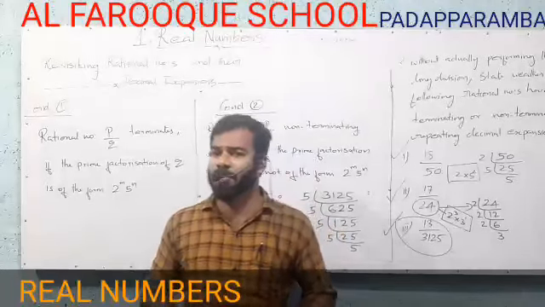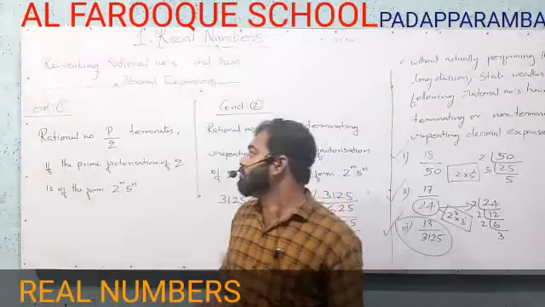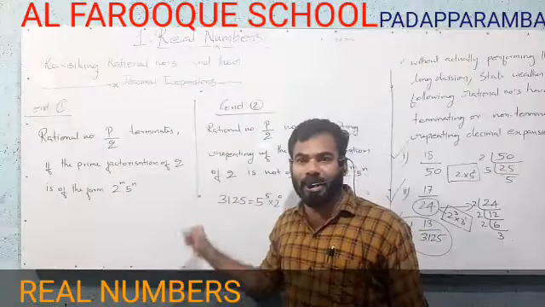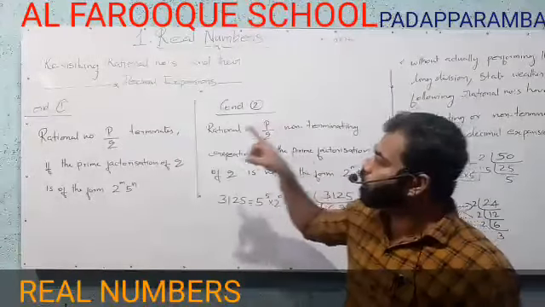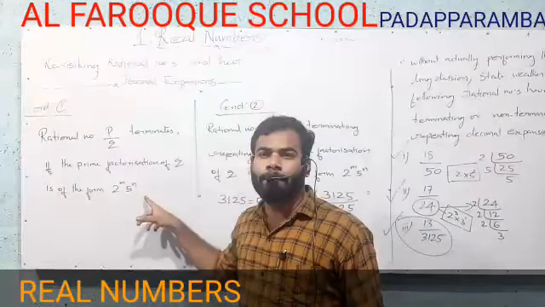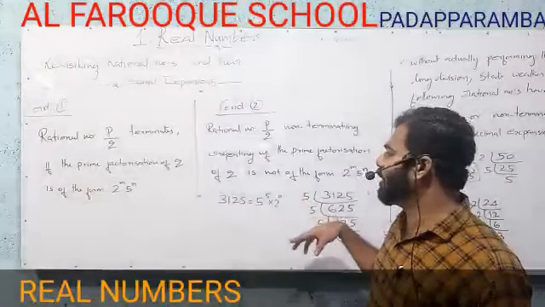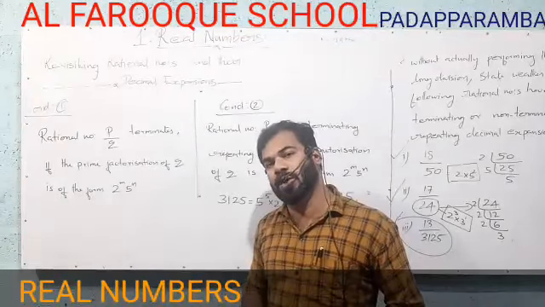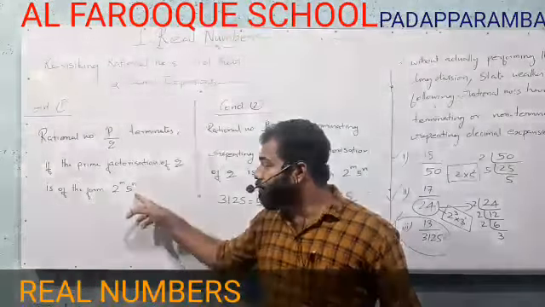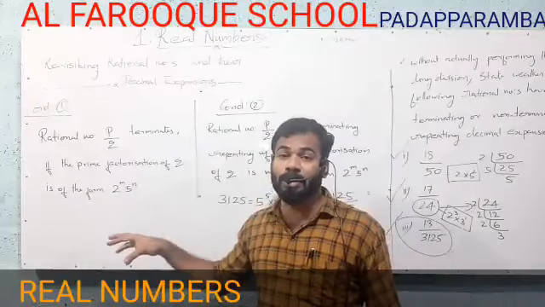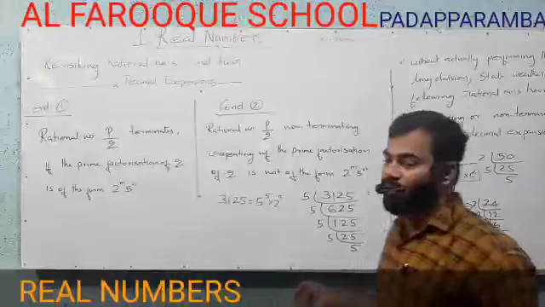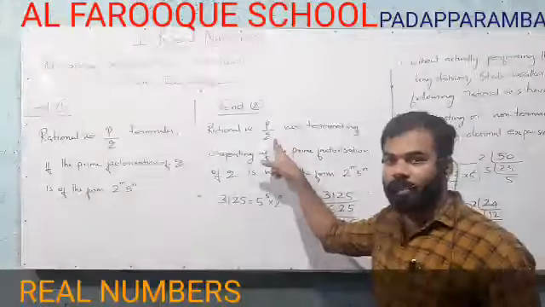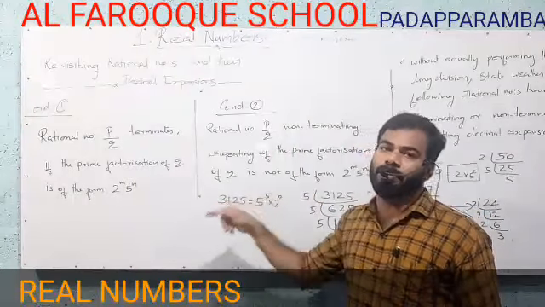So once again I am repeating in Malayalam. To say whether a decimal expansion is terminating, when we prime factorize its denominator, it should contain only the two numbers 2 and 5. If there is any other number in the prime factorization besides these two numbers, we have to conclude that the decimal expansion of that rational number is non-terminating repeating.